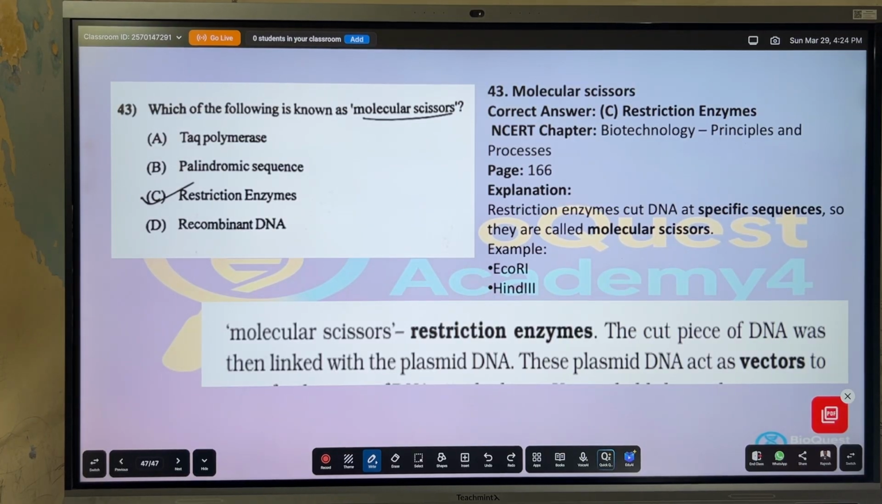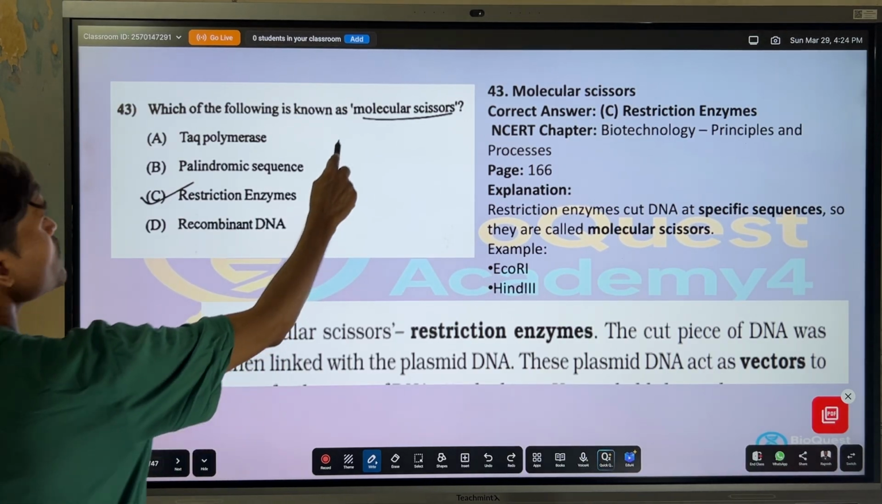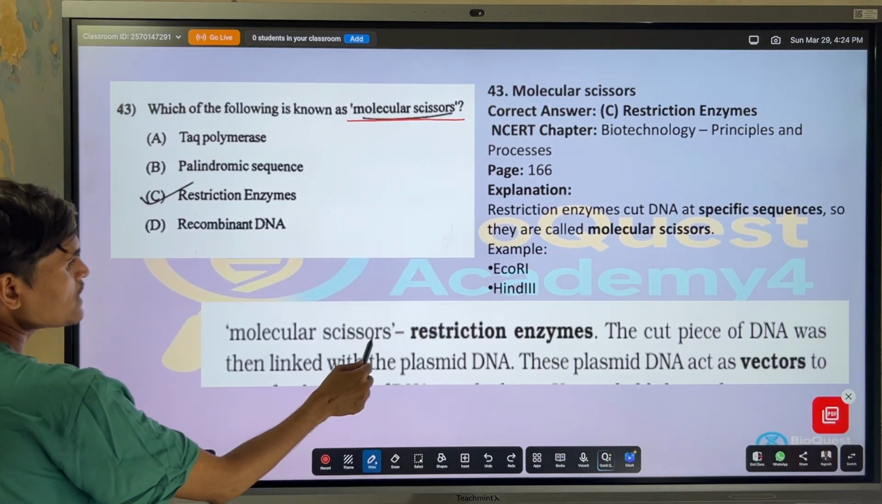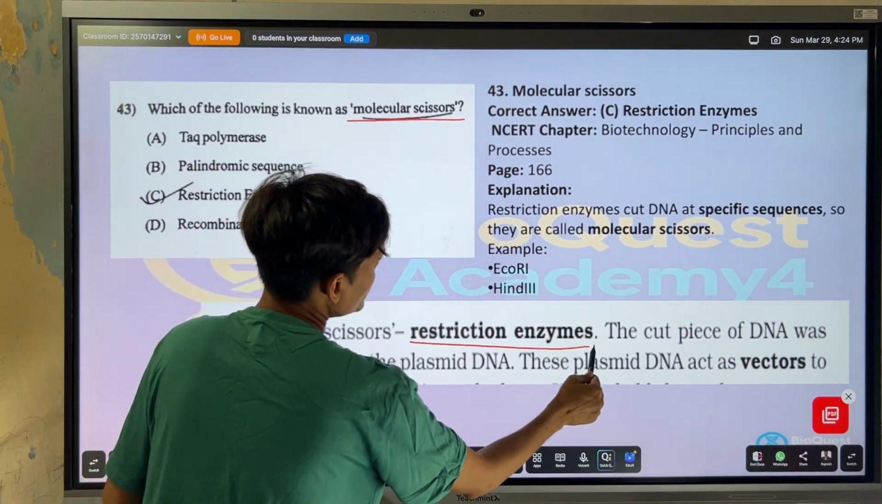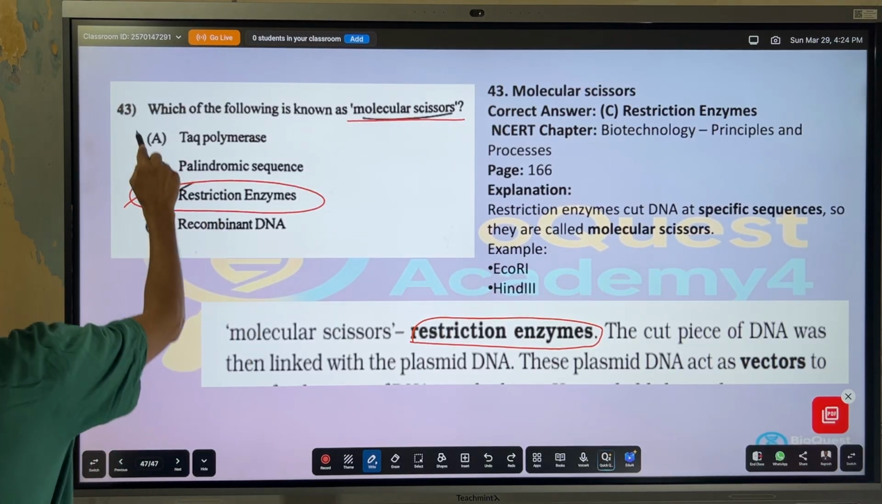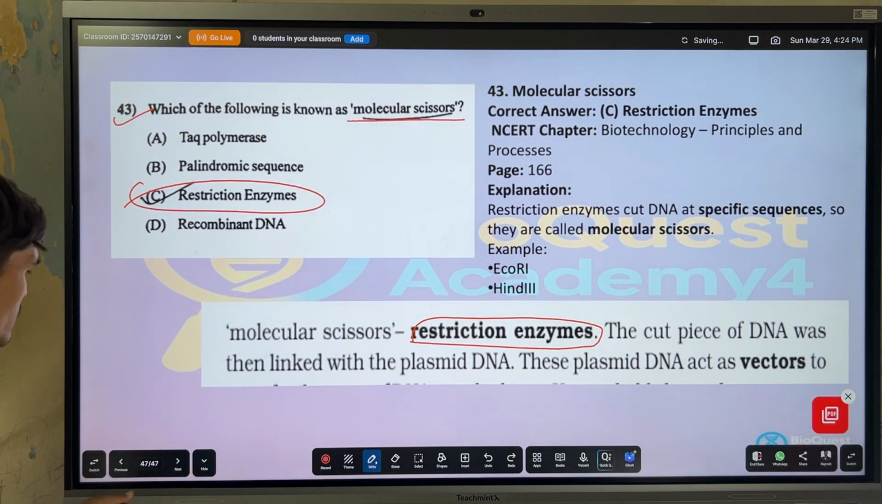Next, question 43. Which of the following is known as molecular scissors? Okay, molecular scissors. What is molecular scissors? Molecular scissors means restriction enzymes. So, restriction enzymes are molecular scissors.